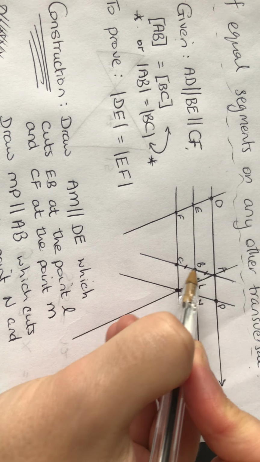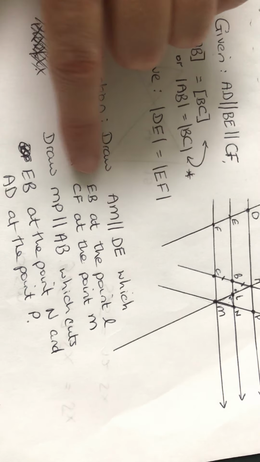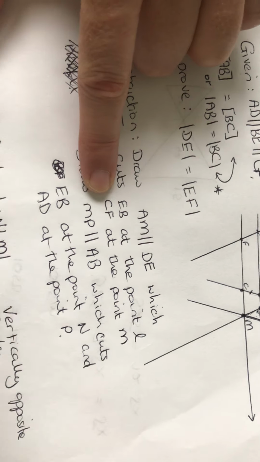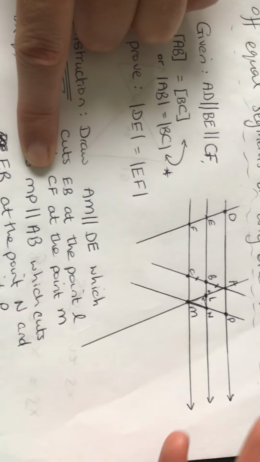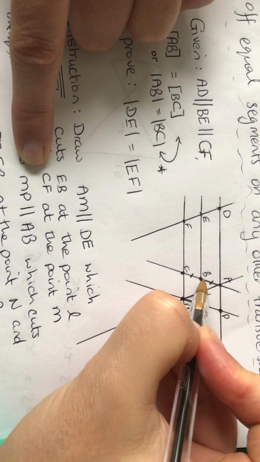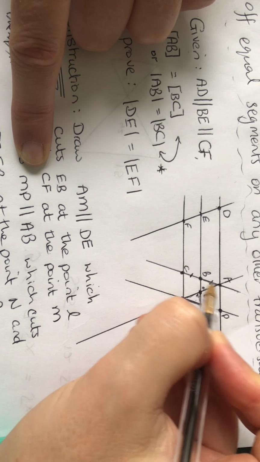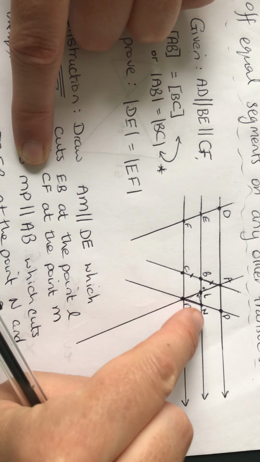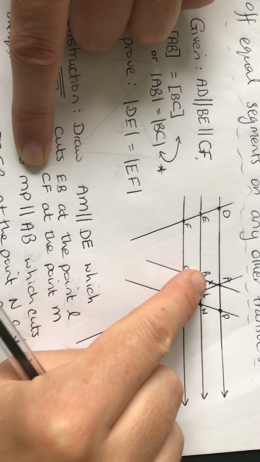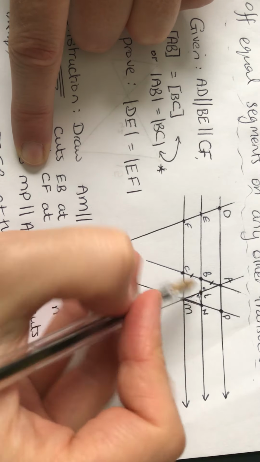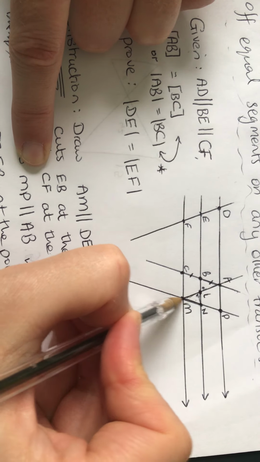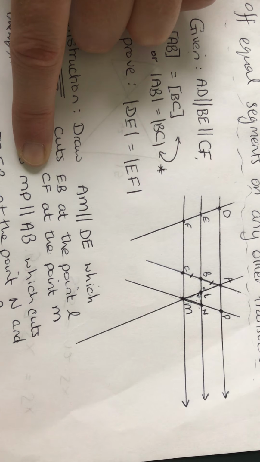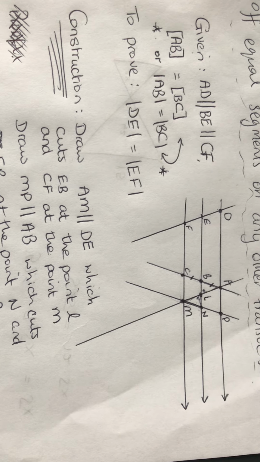AB is equal to BC. So I just want to make sure I'm explaining this right, so I'm going to say it first. AB is equal to BC. How do I know that? Well, that was given in the question. But then you can tell that BC and NM are equal. The reason is that here we have a parallelogram. These two lines are parallel, these two lines are parallel, therefore we have a parallelogram. What do you know about opposite sides of a parallelogram? They are equal.